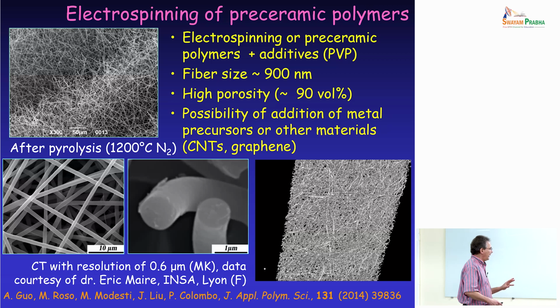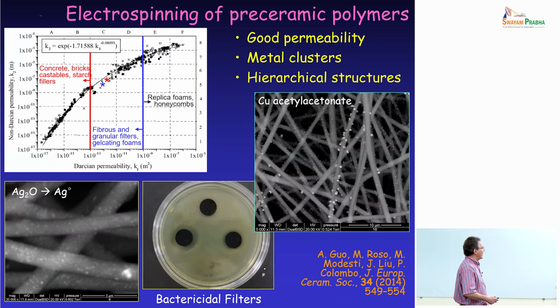And in comparison to using a conventional polymer that has been engineered properly for electrospinning, the fiber size here, the thickness, is larger, because typically with electrospinning you can go down to a few hundred nanometers. We will not be able to go below 900 nanometers, but that's not necessarily a problem. And one of the interesting things of preceramic polymers is that, as I mentioned, you can embed different precursors for other phases.